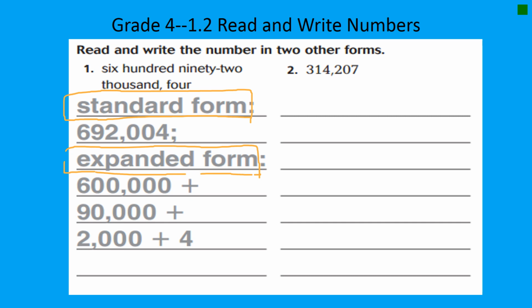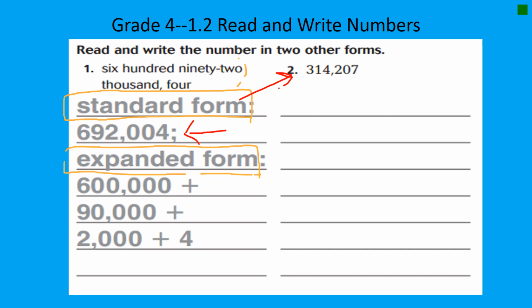So for number 1, they wrote the number in word form, then they wrote it in standard form, and the word standard usually means regular, normal, so they wrote the number in the form that you would normally write it as a number. And then expanded form. The word expanded means to stretch out. So they wrote the number place value by place value, and they stretched it out looking at the value of each digit. So when we look at number 2, that's written in standard form.